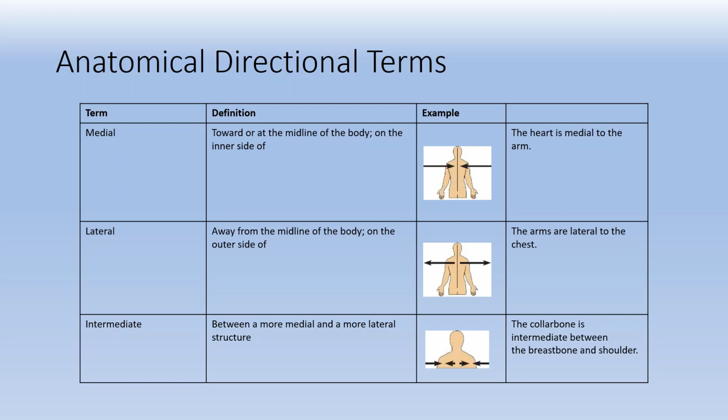The next term is intermediate. We usually use intermediate when we reference three structures. We say that a structure is between something that is more medial and something that is more lateral. In this case, the collarbone or your clavicle is intermediate between the breastbone and the shoulder. Your collarbone or your clavicle is in between the sternum and your shoulder. Again, we use intermediate when referencing three structures.